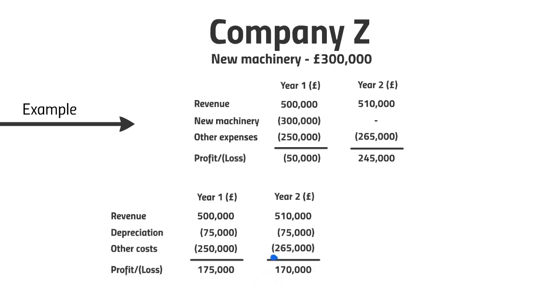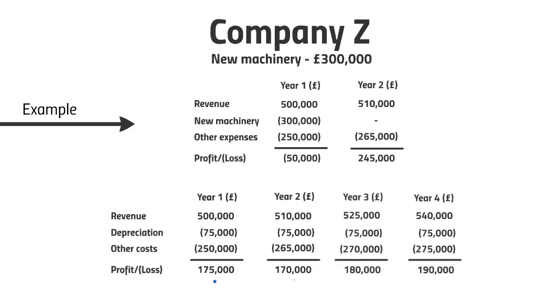Now in this case, you can see from year one to year two, we get a much better representation of what's going on in the company: that slight decrease in profit rather than a massive change from a loss of 50,000 to a profit of nearly 250,000. This is useless information. This is useful information. It's more accurate and more representative of what's really going on. And we continue this throughout the useful life of the asset, again charging 75,000 of depreciation each year, and we see a slow increase in profits.